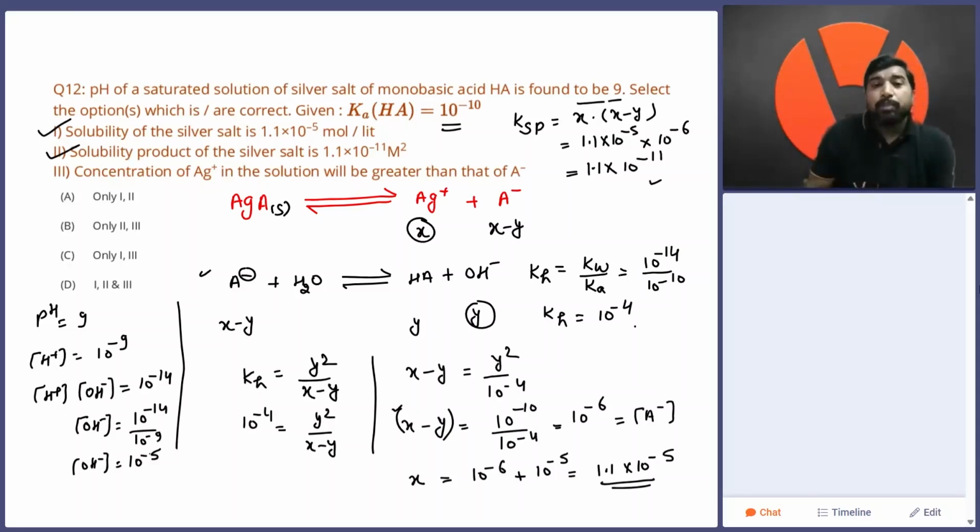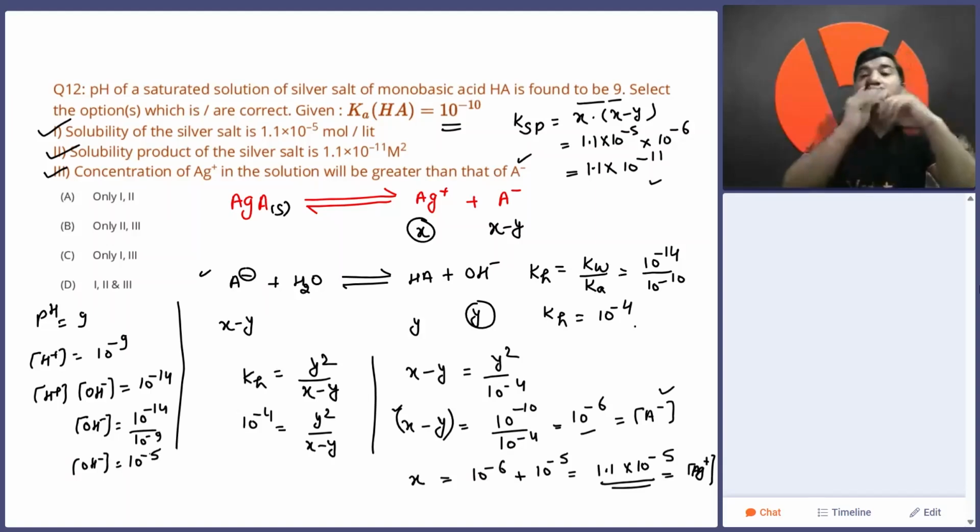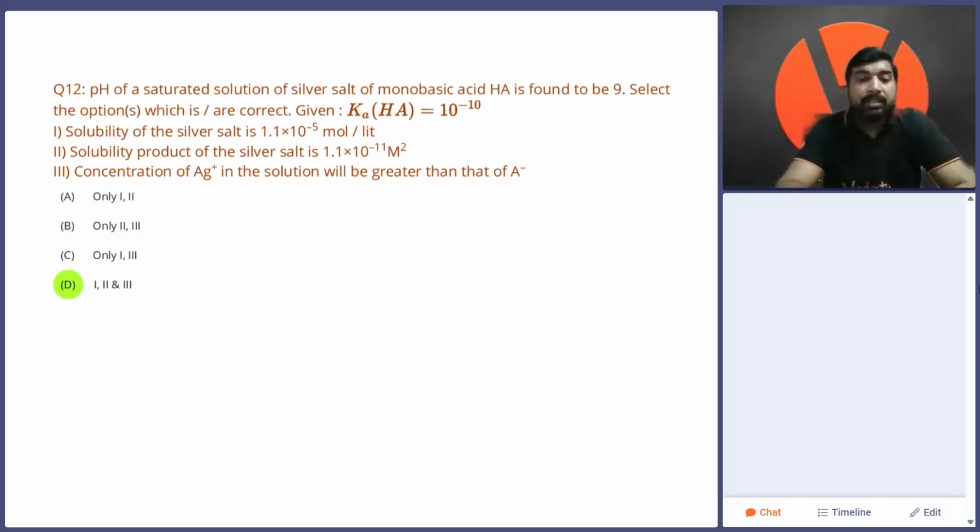The concentration of Ag plus ion in the solution will be greater than A minus. The concentration of A minus is 10 raised to the power minus 6, and the concentration of Ag plus ion is 1.1 into 10 raised to the power minus 5. Definitely the concentration of Ag plus ion in the solution is greater than A minus. So all three statements are right with the help of the given data. So which option should be the right? Option D should be the right. This is a very nice question. Now we cross check the answer. Yes, definitely D is the right answer.